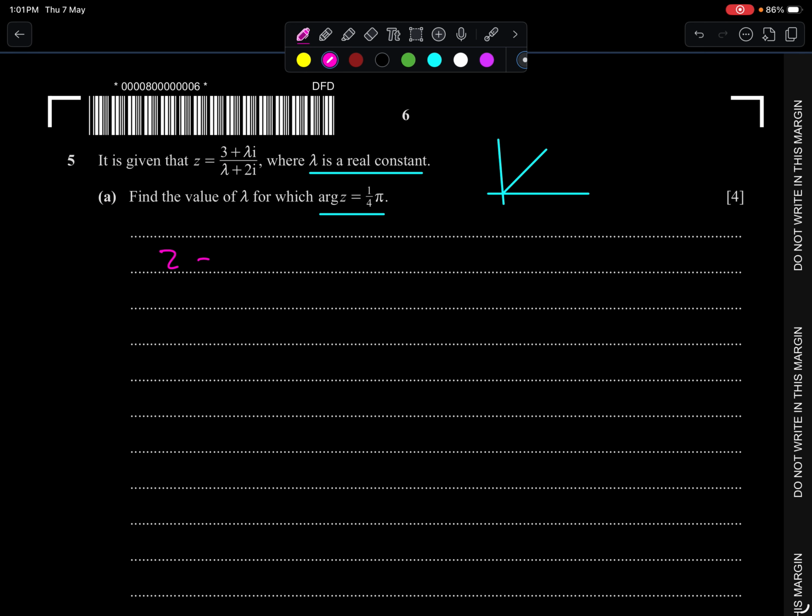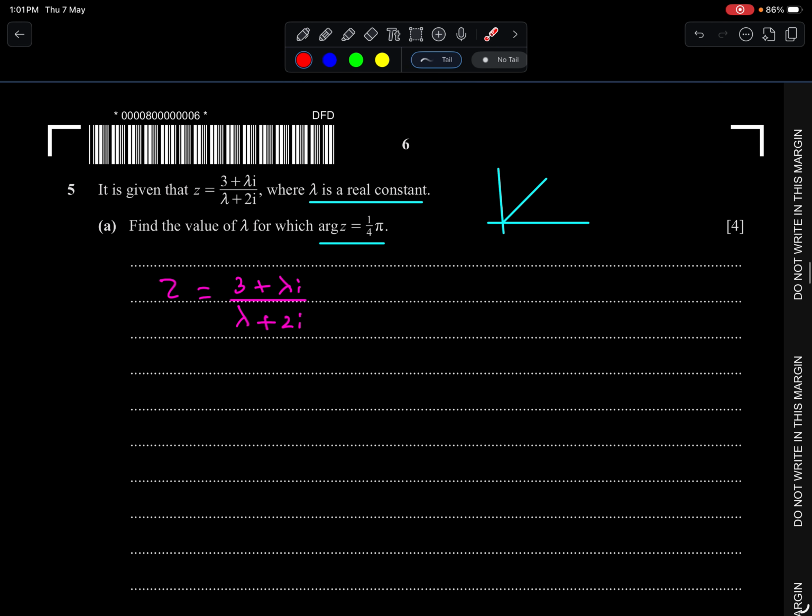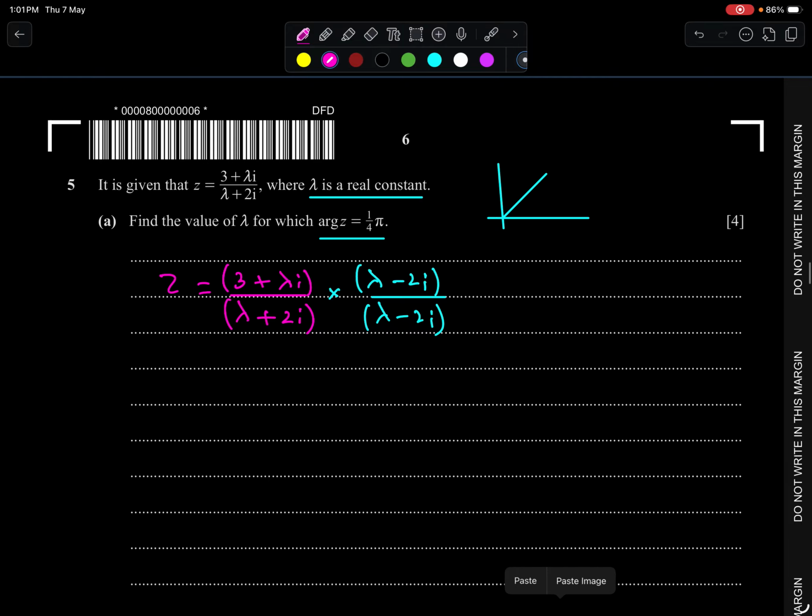Since z is in fractional form, so we have to rationalize this. If we have i in denominator, then always rationalize the complex number. Because for argument and modulus, the complex number should be of this form, a plus bi. We have to eliminate this i from denominator, and for that we need to rationalize it. So lambda minus 2i, lambda minus 2i. Now do the multiplication very carefully.